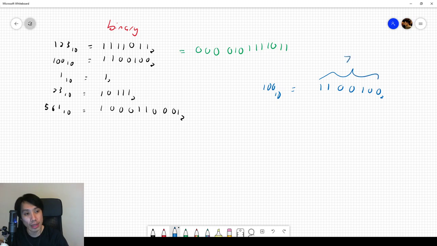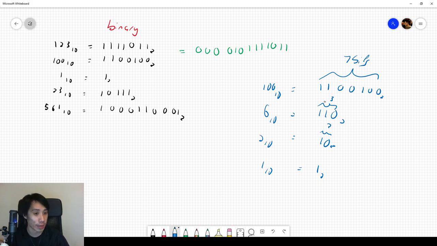Here I got how many bits? 7 bits. So 7 minus 1, 6 base scan will be 1, 1, 0. Here I will have 3 bits. 2, 10 will be 1, 0. 2 bits. 1, 10 will be 1, 2, which is 1 bit, right? So here is where I'm going to write 0, 1, 0, 0, 0, 0.